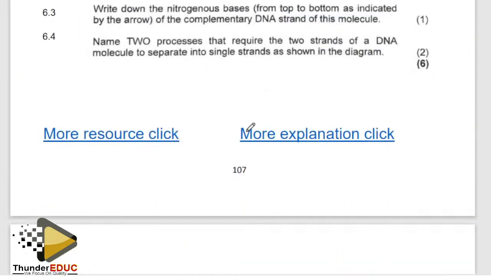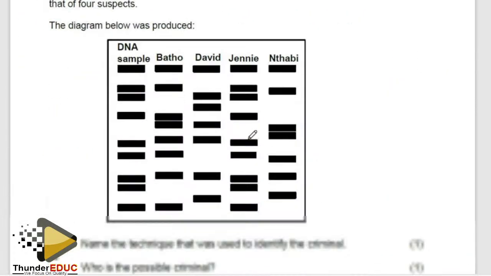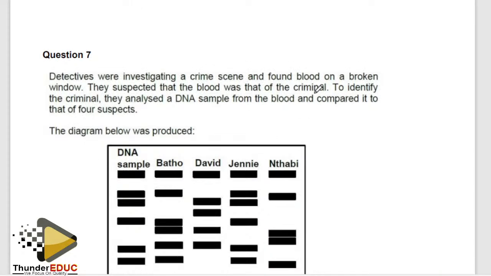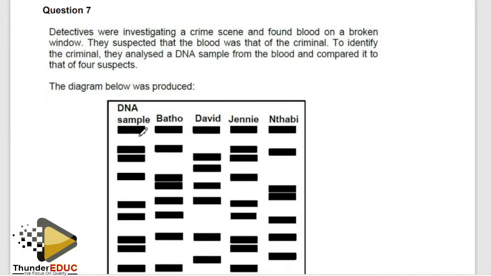The last thing I need to talk about is profiling. Someone might say profiling is easy, man. Yes, I know profiling is easy. But there is a time when they talk about comparing for a paternity test. Let me see if this question is about a paternity test, identifying the criminal, or this.